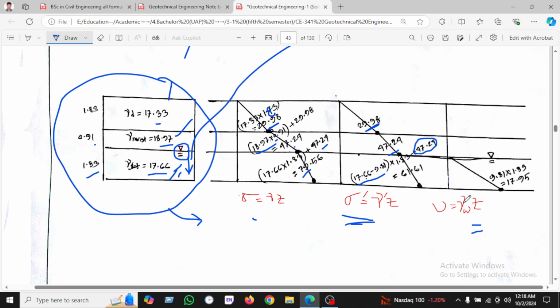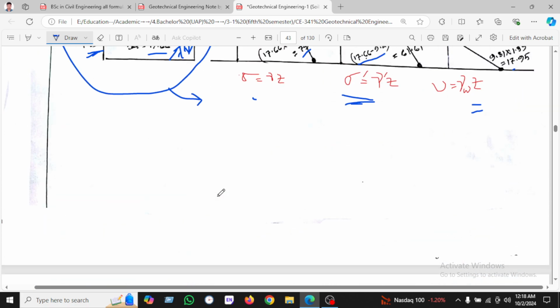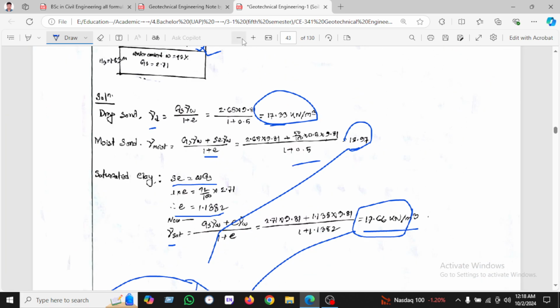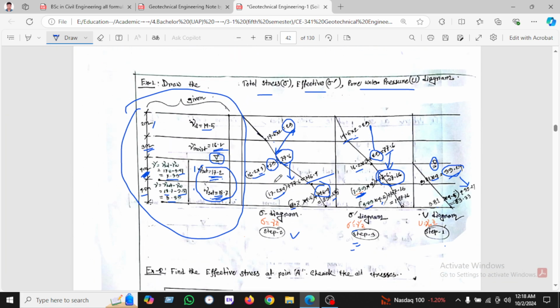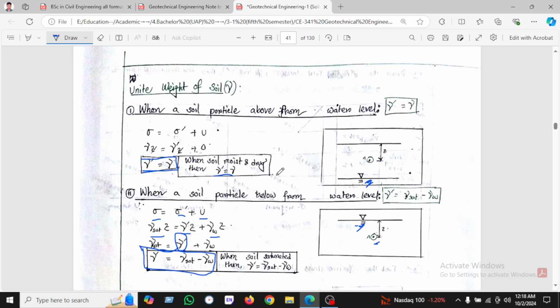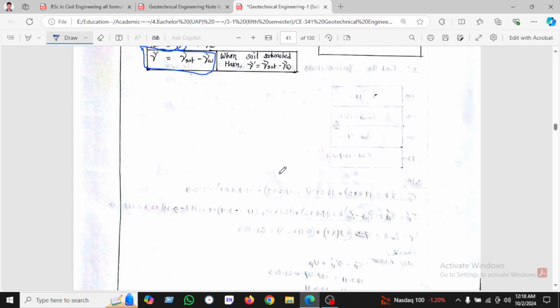And the third one is pore water pressure. Pore water pressure is only for the third layer. We have been seeing the third layer pore water pressure is 9.81, and the layer height is 1.83. So found 70.6. Okay, so these are the basics. I have shown the basic calculation. I hope you can calculate all things.